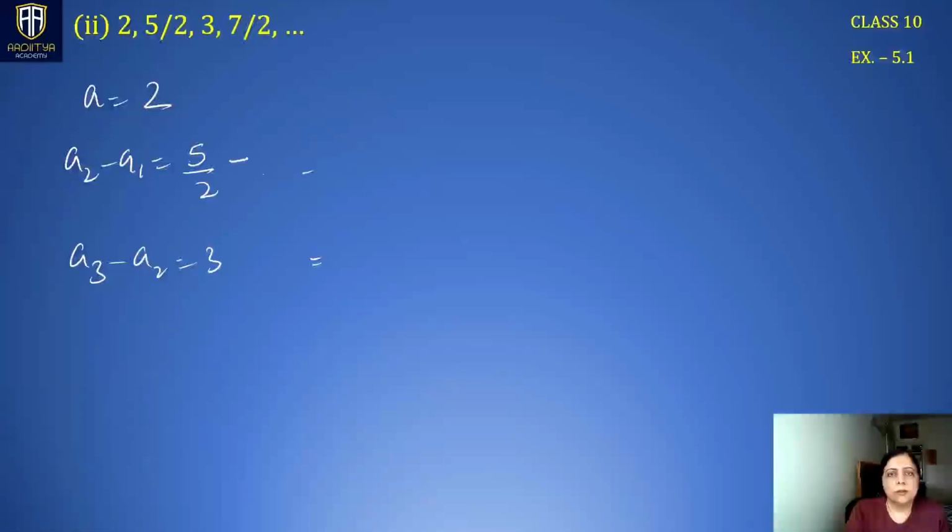So 5 by 2 minus 2. That is, we have 2.5 minus 2, which is 1 by 2. Or you can perform the subtraction like this: 2 ones are 2, this is 5 minus 4, this is 1. 1 multiplied by 2 is 1 by 2.